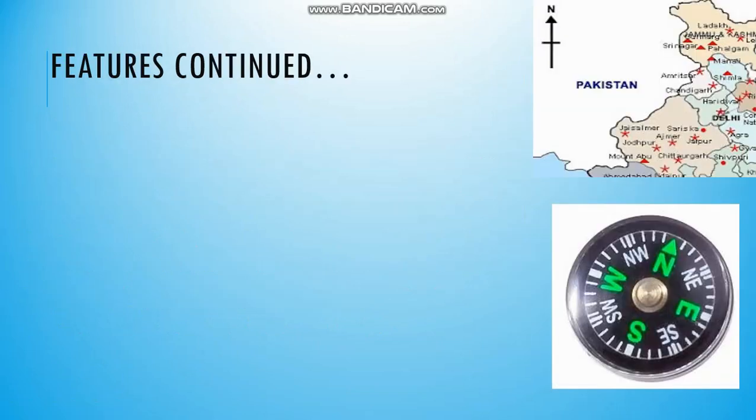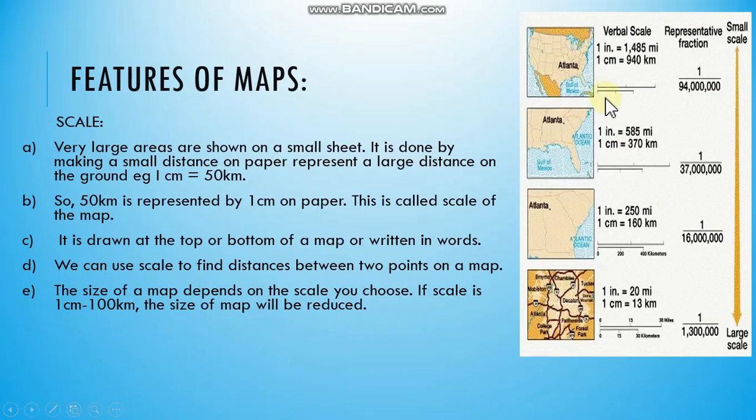Okay, let us discuss this image also. You can see there are various scales here. For example, here 1 centimeter is equal to 940 kilometer for this map. Here, observe this image also. See this point of Atlanta and this point. It is now larger. 1 centimeter is equal to 370 kilometer.